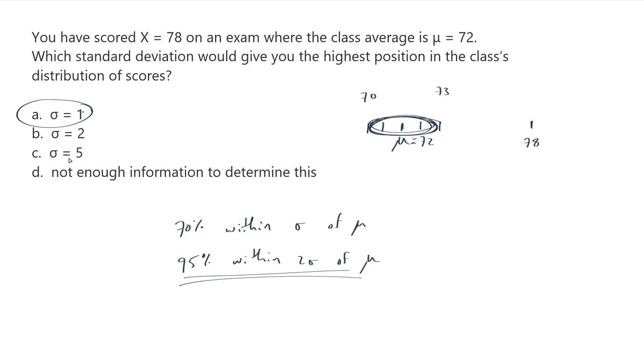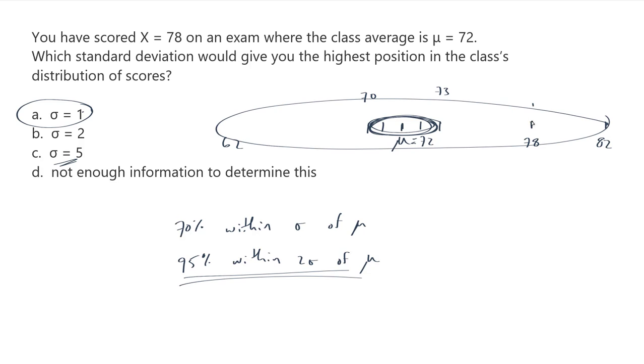If, on the other hand, we said it was the other extreme, if we said it was 5, that means that 95% of scores are within 2 fives away from 72. So what are 2 fives above 72? That goes all the way up to 82 and all the way down to 62. So that basically means that almost all of the distribution sits within this range. You are well within that range. Suddenly your score doesn't stand out as much.